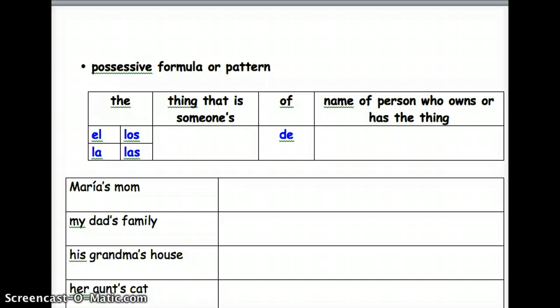Next, whatever it is that is someone's, followed by the word of, de, which also means from, but does mean of as well, and then the name or title of the person who owns or has the thing. So for Maria's mom, mom is a feminine word, so we'll say la madre. You could also say la mamá de María.